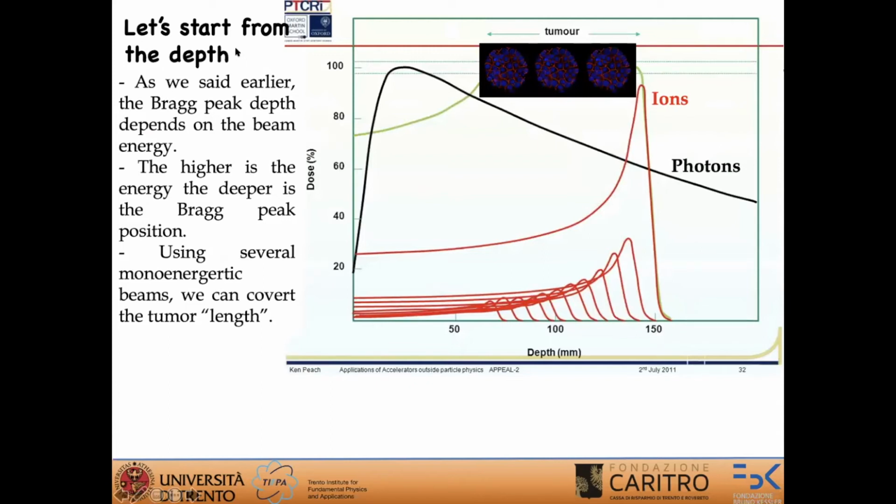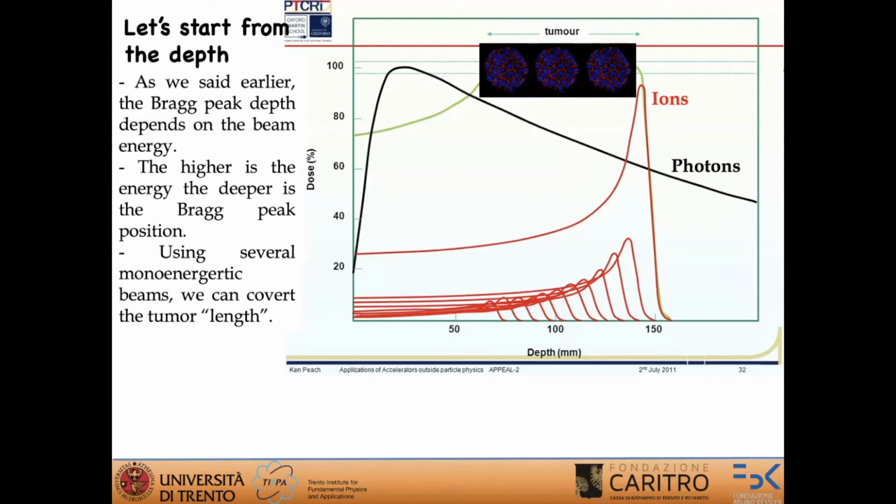Let's start with the depth. Let's consider the tumor in two different dimensions. We have the section, the areal section, which is, if we're the beam and we're looking at the patient, the area of our tumor. And then we have the depth, so from the surface of the patient, how deep the tumor goes. So let's start actually with the depth.